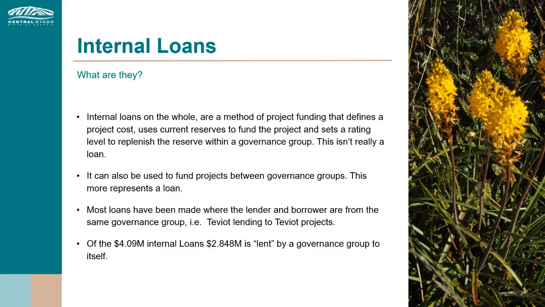Yeah. So we move on to the first, a couple of facts there. We've got $4.09 million of internal loans. Now, I didn't put internal loans in place. They're not regular loans. And 2.848 million is, again, lent by a governance group to itself. That's effectively what most of what we would have called internal loans is, shifting money from one reserve to another. So you're kind of paying Peter to pay Peter, if you know what I mean. You're not paying anybody outside of that. So we move on to the next one.